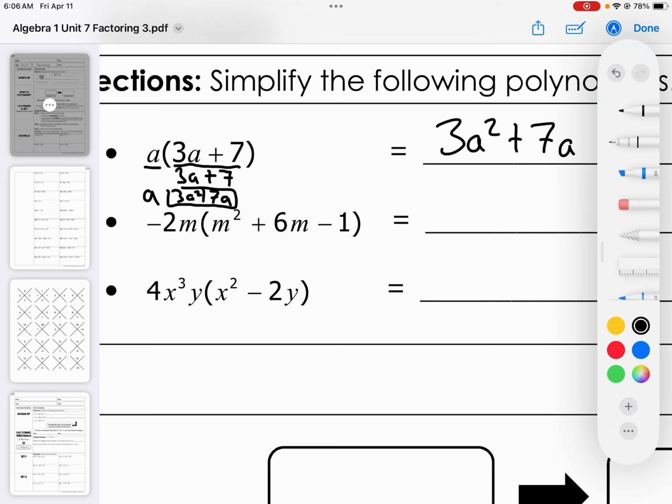Okay, and then for this one, I would do negative 2m in front, and then m squared plus 6m minus 1 on top. Okay. Negative 2m times m squared would be negative 2m cubed. Negative 2m times 6m would be negative 12m squared. And negative 2m times negative 1 would give me 2m. So this would be negative 2m cubed minus 12m squared plus 2m.